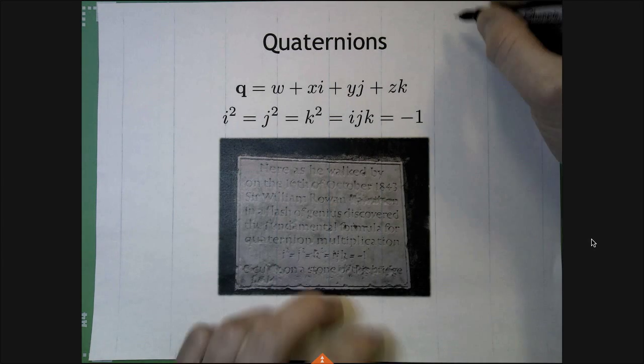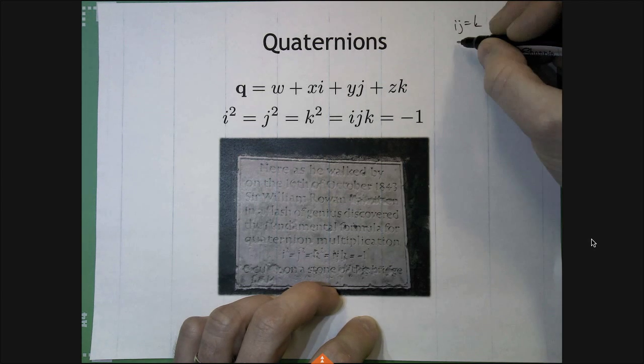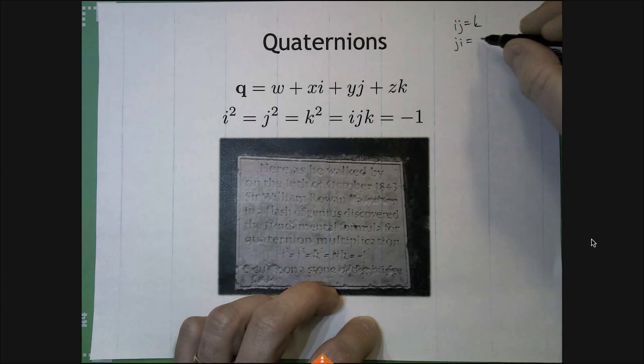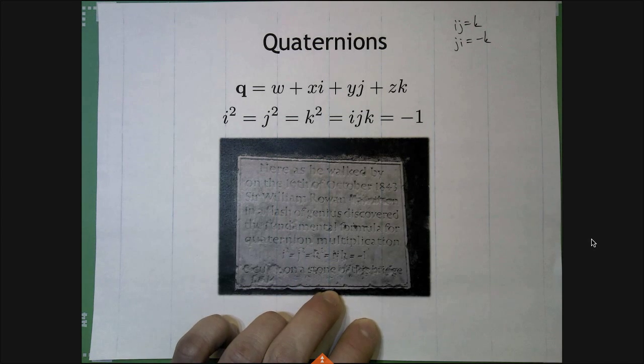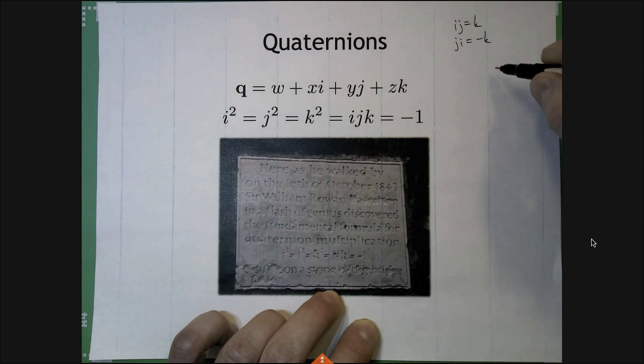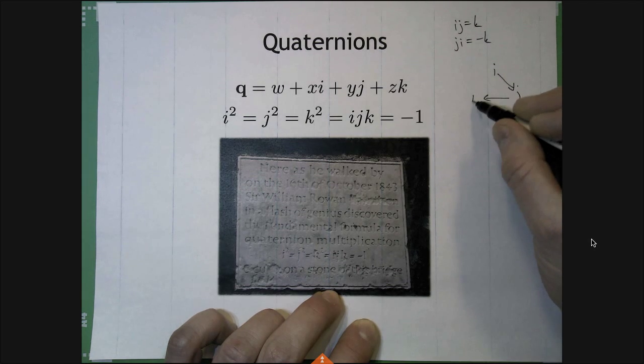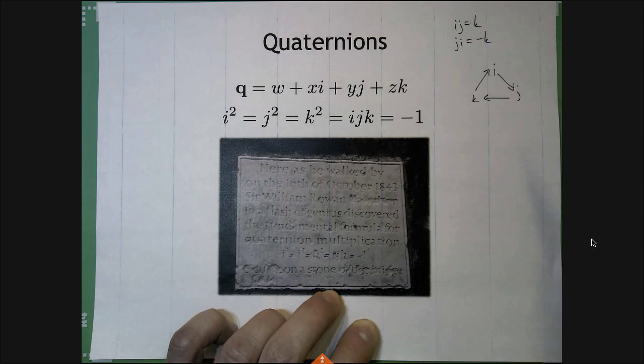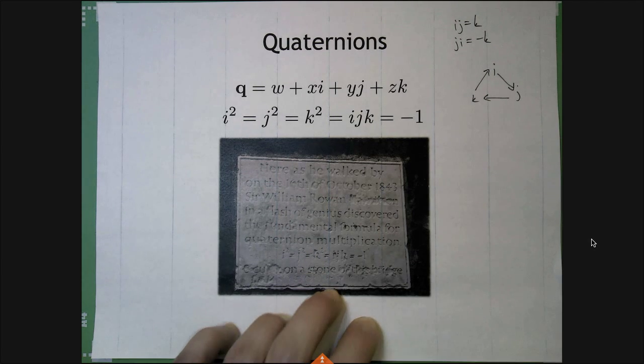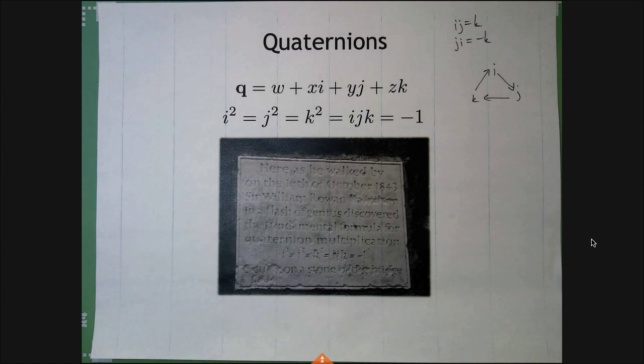So you can, for example, derive that ij equals k. If you do ji, you will get minus k. A nice way to remember it is to remember this diagram. i goes to j, that goes to k, that goes to i. So if you do i times j, you get k. If you go the other way around, j times i will get minus k. Similarly, j times k would be i, and so on. Algebra is beautiful because it's all about symmetry, how these things create these patterns.